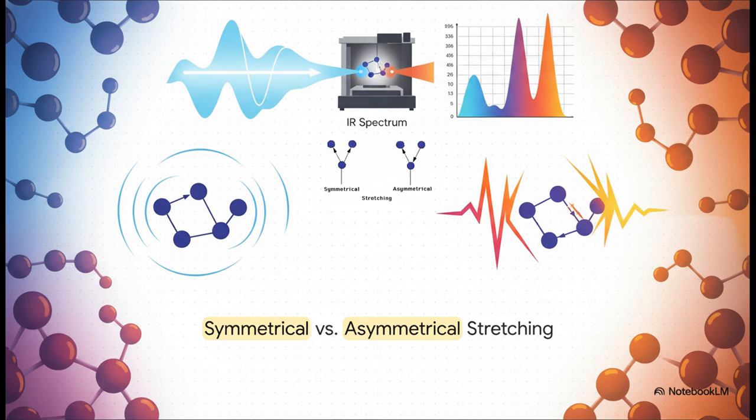First, symmetrical stretching. This is where the surrounding atoms move either away from or towards the central atom in perfect unison. They are totally synchronized. Second, we have asymmetrical stretching, where one atom approaches the center while the other atom simultaneously pulls away. Since highly symmetrical vibrations often result in little to no change in the dipole moment, they're generally much weaker in an IR spectrum compared to those highly active asymmetric stretches.